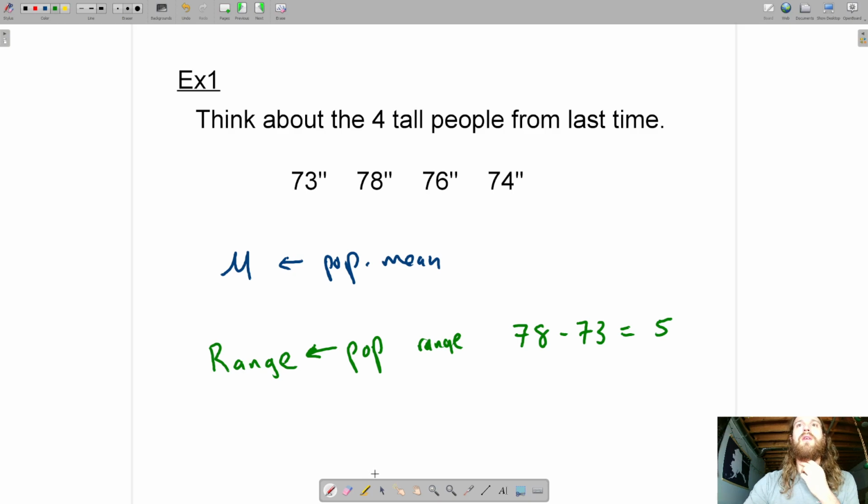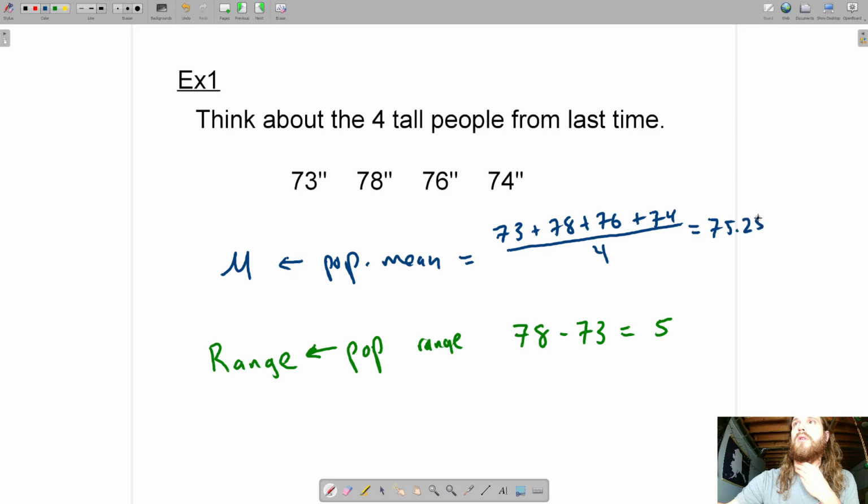What's the population mean? Well, we would have to add these things up, which doesn't take too long, so we can do that pretty fast. That is 73 plus 78 plus 76 plus 74 divided by 4, which will give us a number. I'm going to pause for calculations. I think it's 75.25. Yeah, that's right. All right, so we can add those up and make that happen. So this is what we're guessing at.